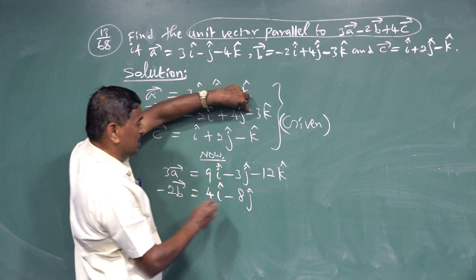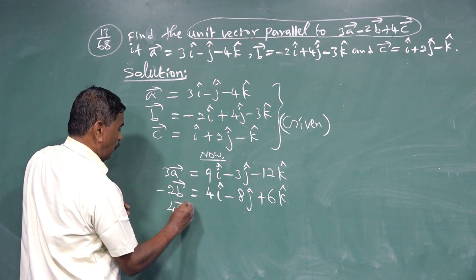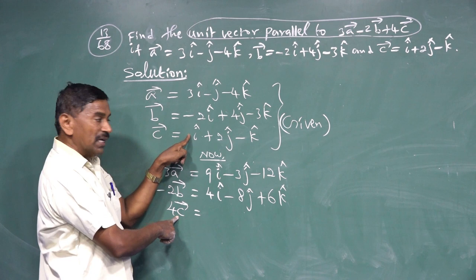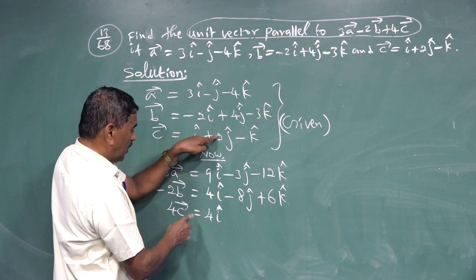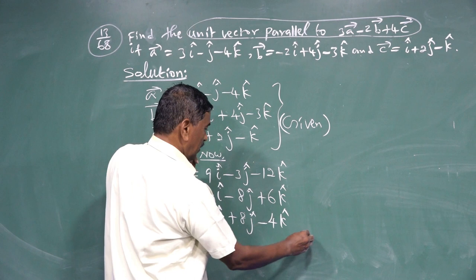Okay, come to the third term. Yes, plus 4c vector. C vector is given, but it is 4c vector. Yes, fourth table. That is 4 i cap, and 4 twos are 8, so plus 8 j cap. Okay, that is fourth table, 4 into 1, minus 4 k cap. Now, whether we want to add or subtract? Yes, I want to add.